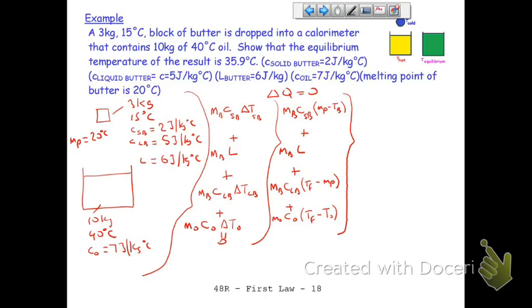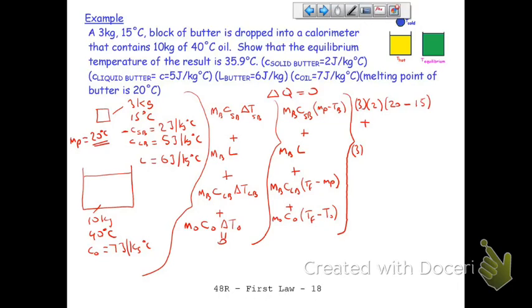Let's get some numbers. 3. Solid butter, 2. Melting point, 20 minus, how cold did it begin? 15. These are all positive temperatures because it's not ice, it's butter. That was a little bit weird, but it's okay.